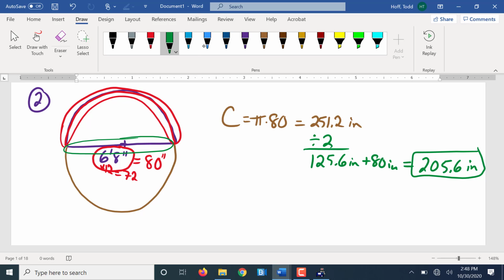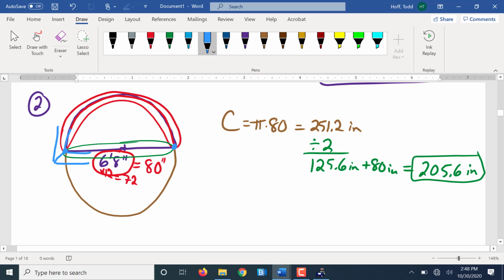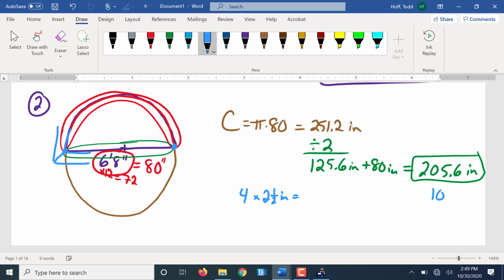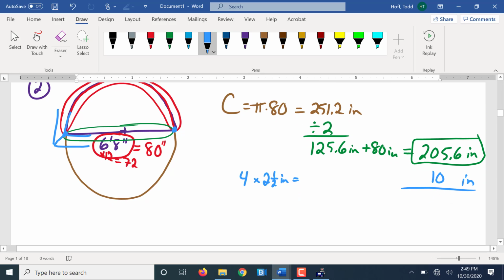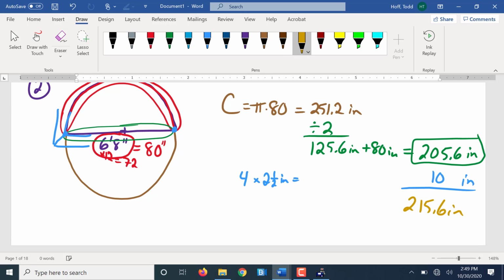Now there's only 2 corners here, but each corner has how many miter cuts? 2. This piece of trim comes like that, there's a miter cut there, and this piece of trim comes like that, there's a miter cut there. So there are how many miter cuts here? 4. So 4 times 2.5 inches is how many inches? 10 inches. So we add that to our 205.6 to get 215.6 inches. Now we need to convert that back into feet, inches, and 16ths.